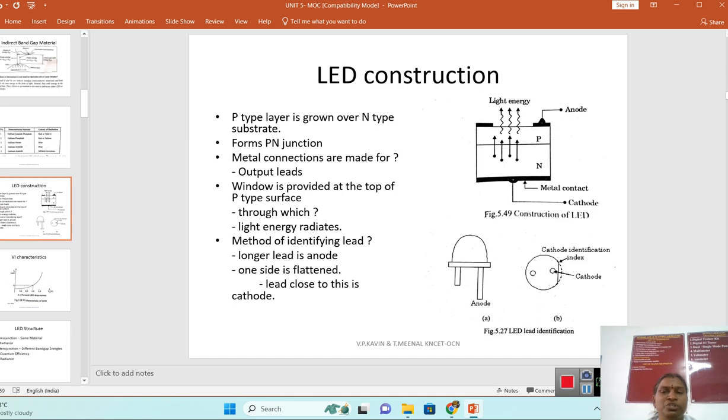This is the LED construction. One P substrate we take, and one N substrate we take. And this is a metal contact, this is the cathode end, this is the anode end. Whenever we place a P material and N material nearby, automatically light energy is emitted in the space between them, in the channel. So from the channel we can get the light energy.